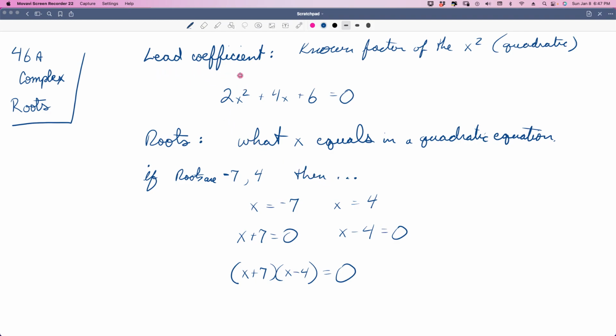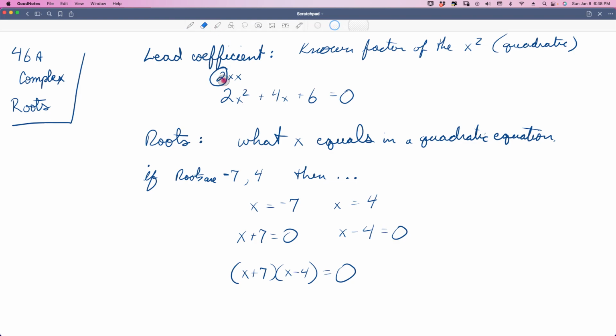The lead coefficient of a quadratic equation is the known factor of the x² in the quadratic equation. So the known factor, in all three of these, you have a 2 and two x's, right? So we don't know the x's. The known factor is 2 because technically this is 2 times x times x. We don't know what these two are, but we do know what this one is. So the known factor of the x² term in a quadratic equation, that's going to be your lead coefficient.